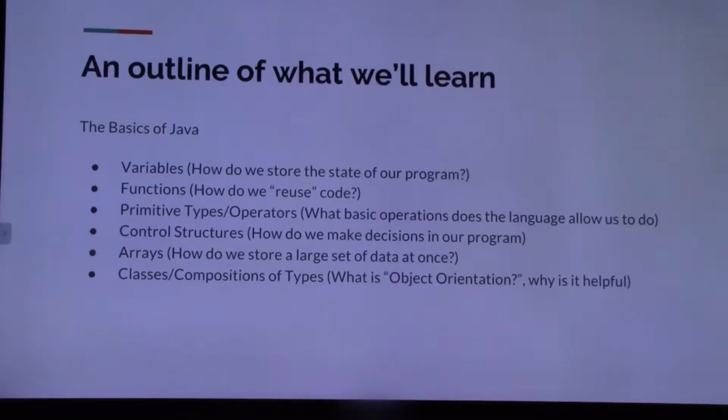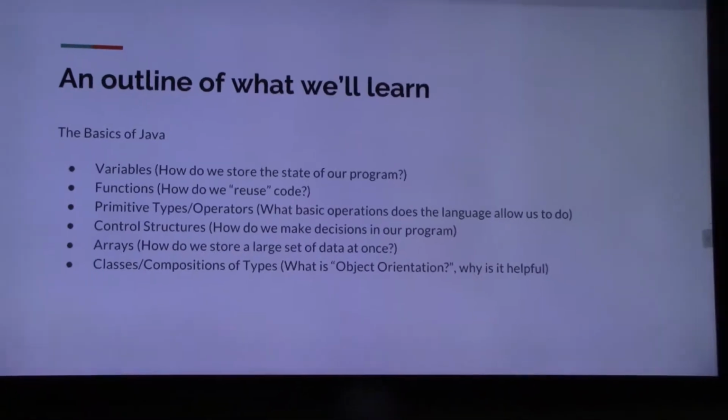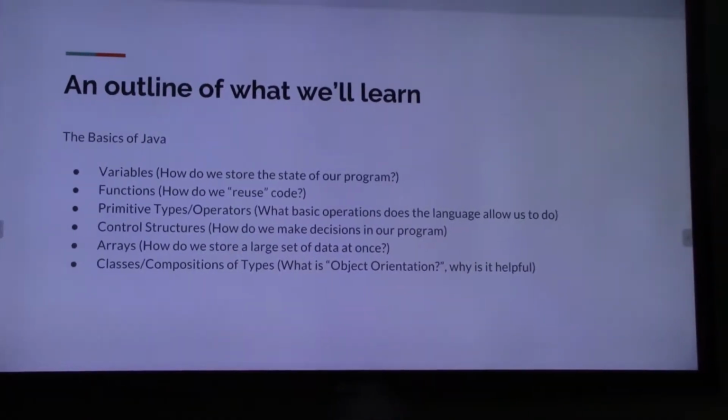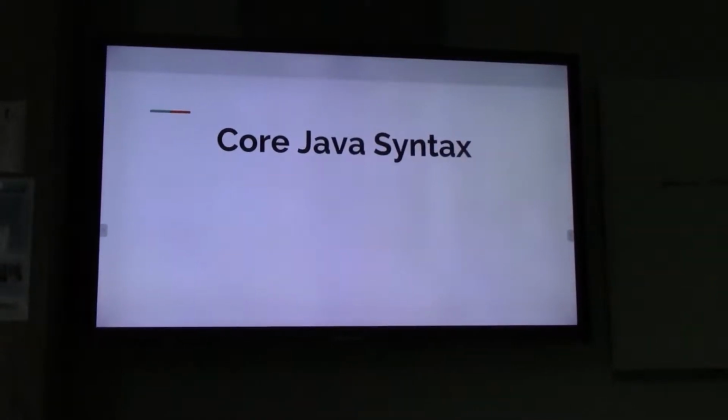And then arrays are a way of storing a lot of data at once, which are useful in some cases in robotics. And then finally, if we have time, we might talk about some classes, which are basically a bunch of types put together. And that's called object orientation. Cool, so we're gonna jump right into the core Java syntax.